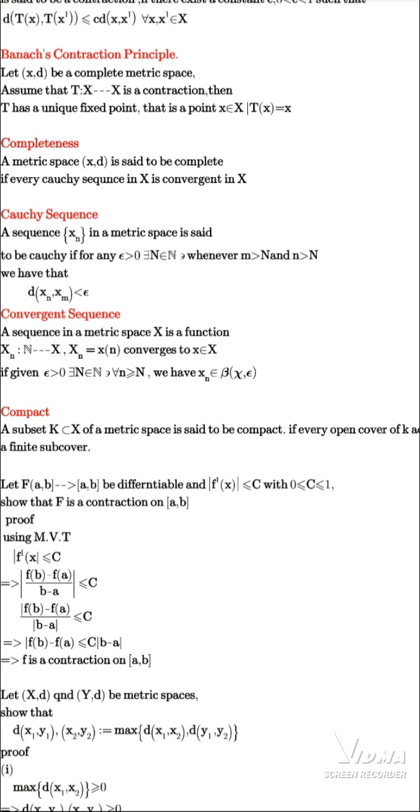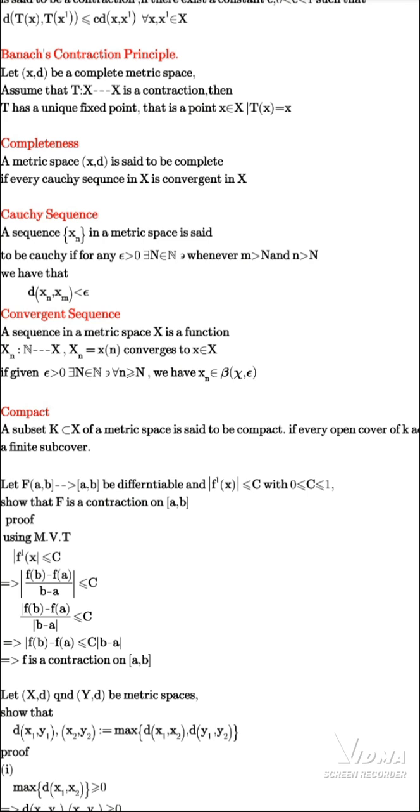So when we talk about a Cauchy sequence, when you take the distance of two different terms xm, xn, it must be less than epsilon. That's what a Cauchy sequence is. That is, a sequence in a metric space is said to be Cauchy if for any epsilon greater than 0 there exists a natural number N such that whenever m is greater than N and n is greater than N, we have their distance to be less than epsilon.